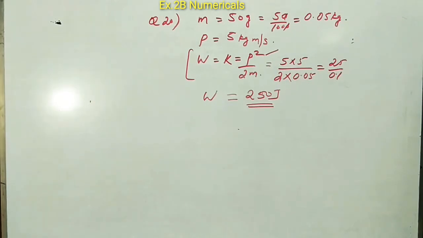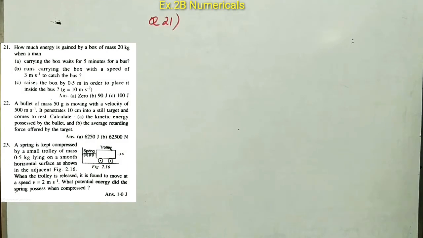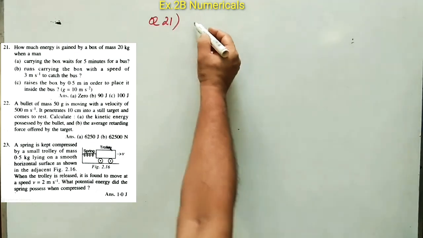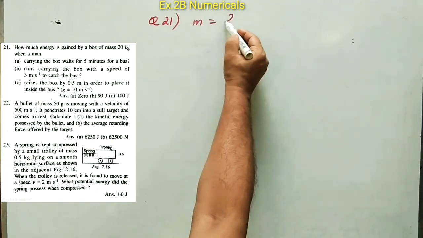Okay. Now let's solve question number 21. How much energy is gained by a box of mass 20 kilogram when, first, a man carrying the box waits for 5 minutes for a bus; second, runs carrying the box with a speed of 3 meter per second to catch the bus; third, raises the box by 0.5 meter in order to place it inside the bus. The value of g is taken to be 10 meter per second square. So the mass of the box is given as 20 kilogram.